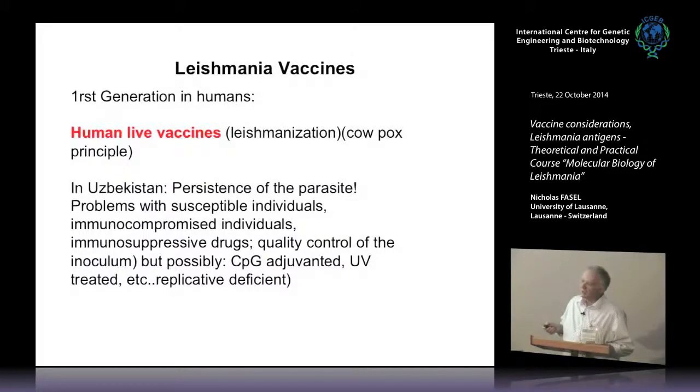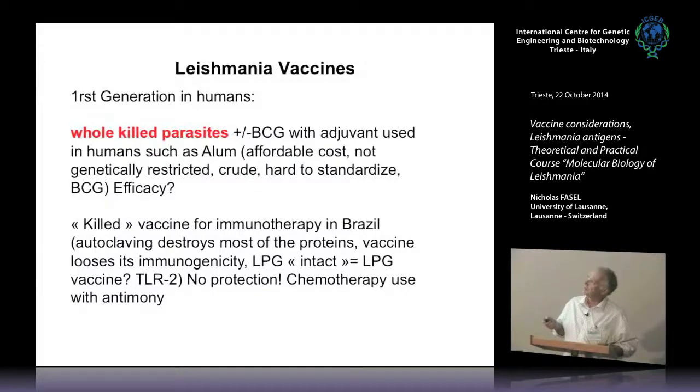You could also imagine that you can add specific adjuvant to it, or you can treat your parasite with UV. And there are different ways that probably should be revisited these days, because when you see recombinant vaccines, it's still not easy to go for it. Anyway, the other possibility is all killed parasite, I would say.